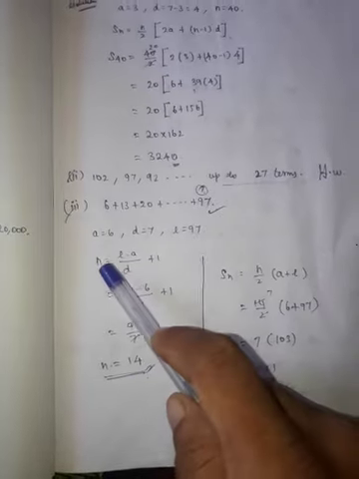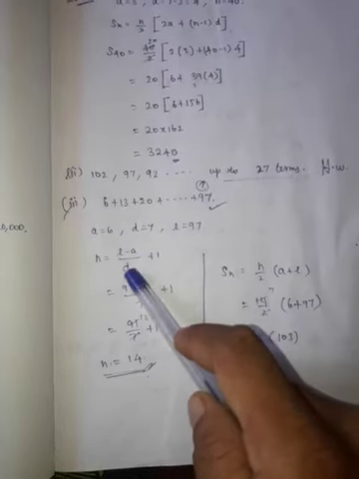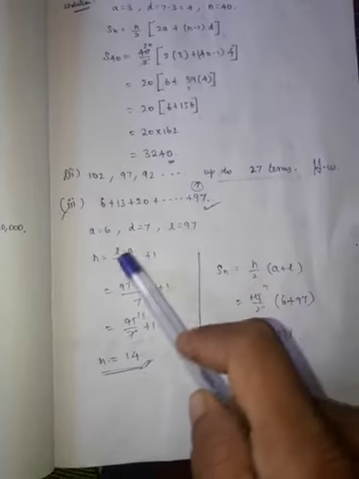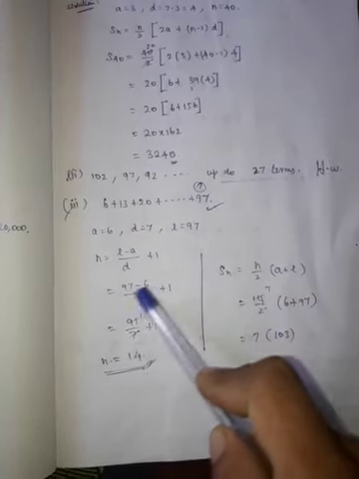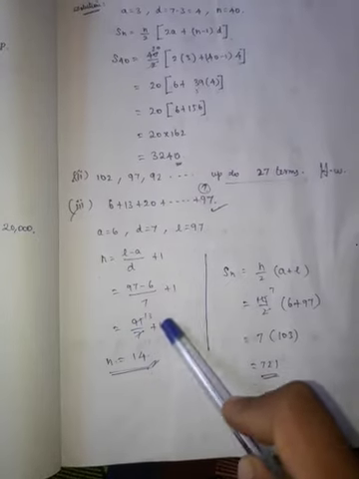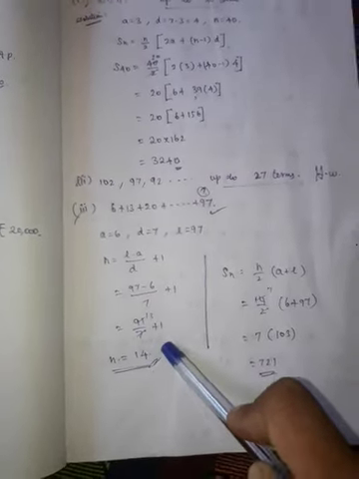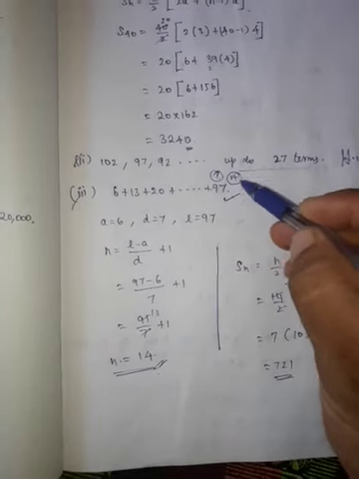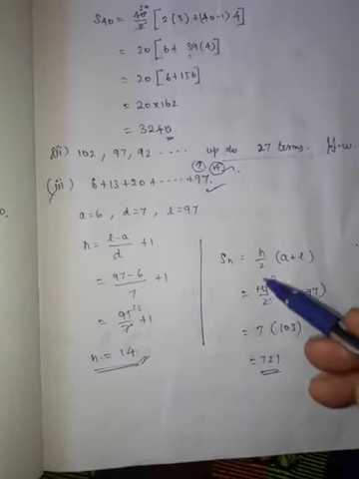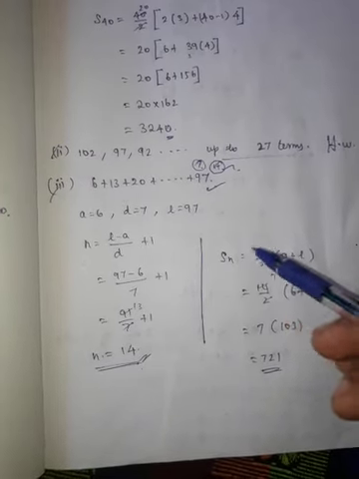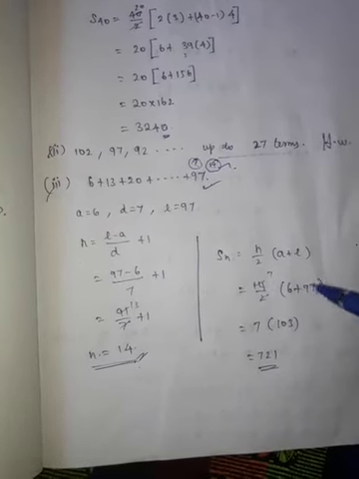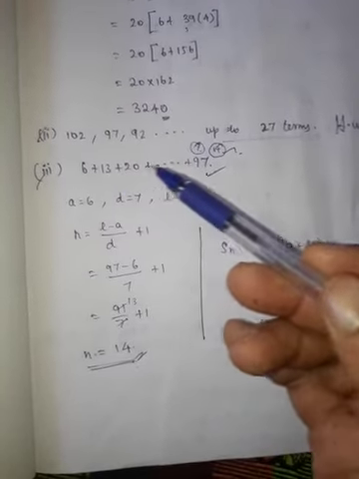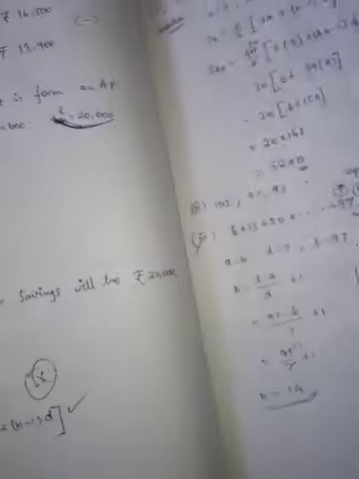So the nth term formula: n equal to (L minus a) by d plus 1. a value 6, d value 7, L value 97. So 97 minus 6 by 7 plus 1. So 91 by 7 plus 1, so 13 plus 1, 14. So this is the 14th place. Then Sn equal to n by 2 into (a plus L). n value 14 by 2, a value 6 plus L value 97, 7 into 103, 721. If we add these numbers, we get 721.